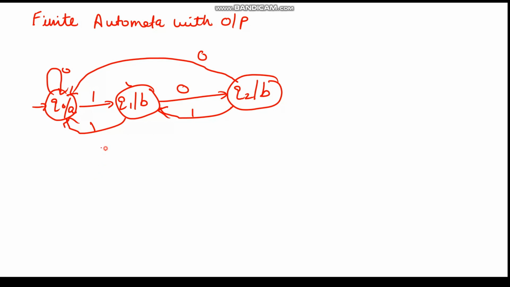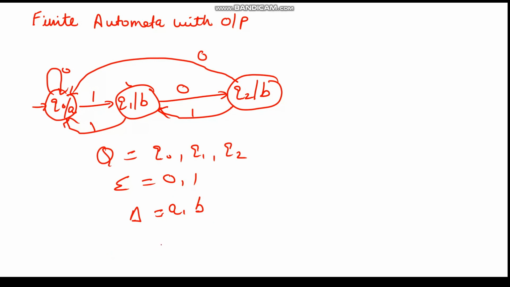So if I have to write the definition for this, we can say I am having three states, Q0, Q1, Q2, and the value of sigma is 0 and 1, and this delta, that is the output. In this case we can say A is output, B is output, B is output. So we are having output symbols as A and B.